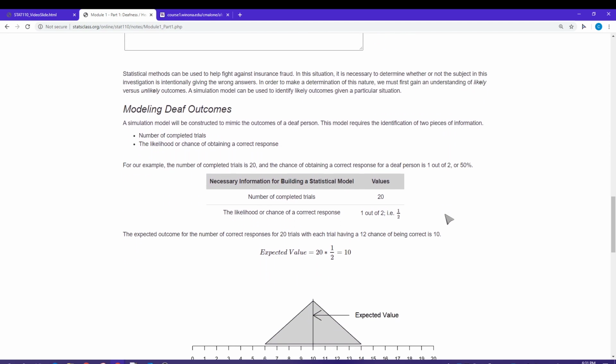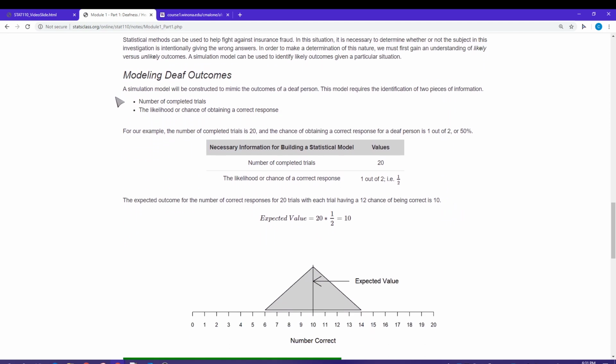So let's talk a little bit about modeling deaf outcomes. A simulation model can be constructed to mimic the outcomes of a deaf person. This simulation requires the identification of 2 pieces of information. The first is the number of trials that the individual is going to complete, which is 20 here, and also the likelihood, the chance, or the probability of obtaining a correct guess. So for our example, the number of trials is 20, and the chance of obtaining a correct response for a deaf person is 1 out of 2, or 50%. That information has just been put into this table here.